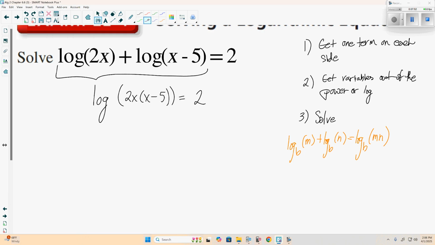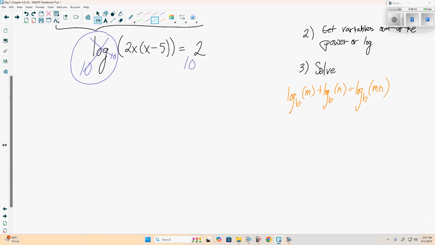What's the base of our log if the base is not written? It's understood to be 10. LOG's base is 10. LN's base is E. So we're going to put both sides to the base of 10, because we want this 10 to the log base 10 to simplify. And it will, leaving us with 2x times x minus 5 is equal to 10 squared. 10 times 10 is 100.